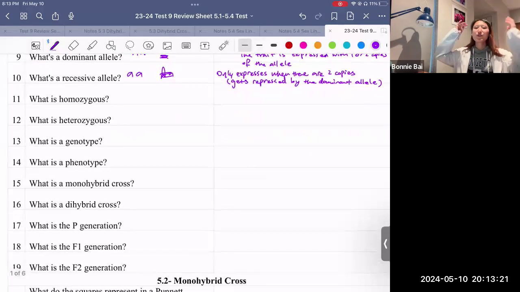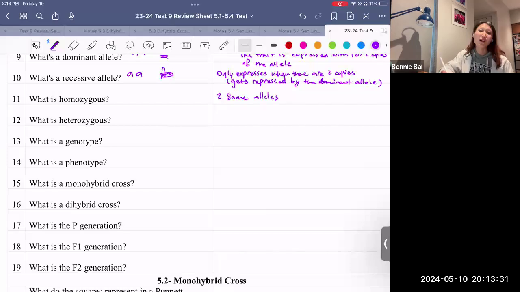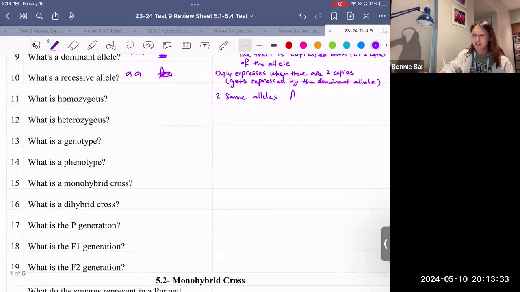All right, homozygous. We're on to the easy stuff. Homozygous is when you have two of the same alleles. So you can have big A, big A, or little a, little a. Maybe you can have big B, big B. But either way, you have the same alleles for the gene. Like if you have big B and little b, you're not going to say it's homozygous for the B gene. That's a different gene.